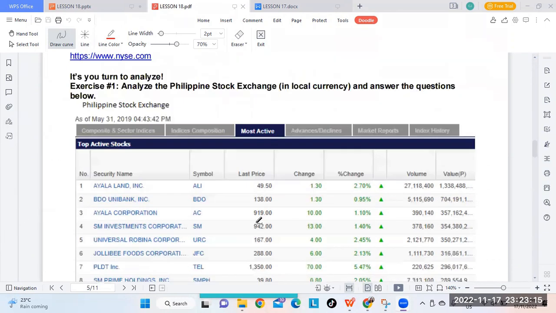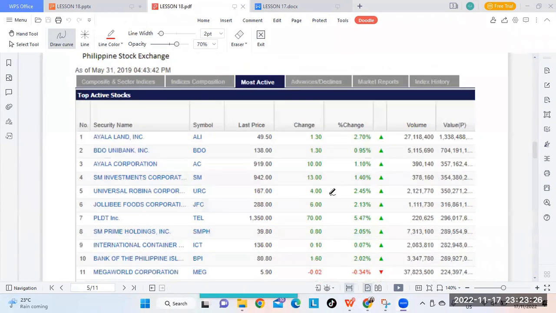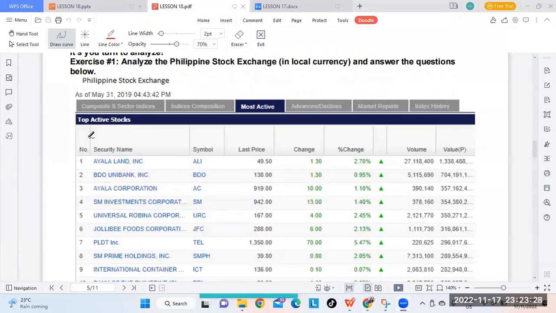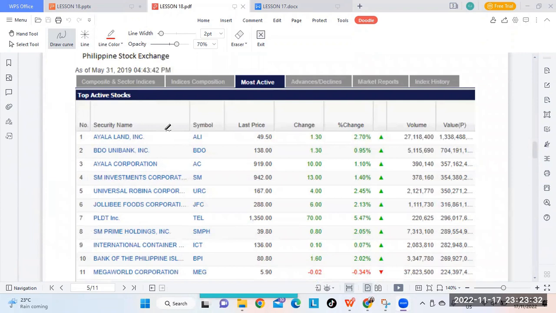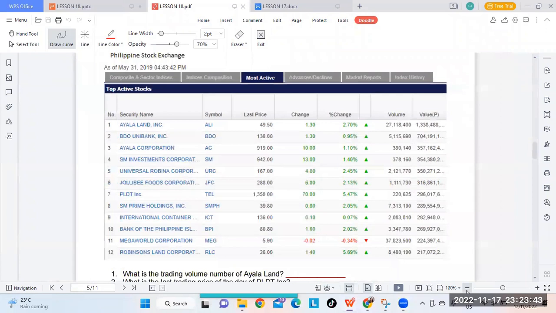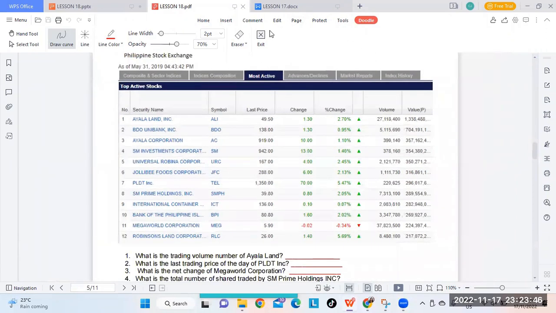So this table is the Philippine Stock Exchange as of May 31, 2019, 4:42 p.m. So you can see for the column 1, we have the number, then security name, symbol, last price, change, percent change, volume, and the value. So let's try to answer the questions.